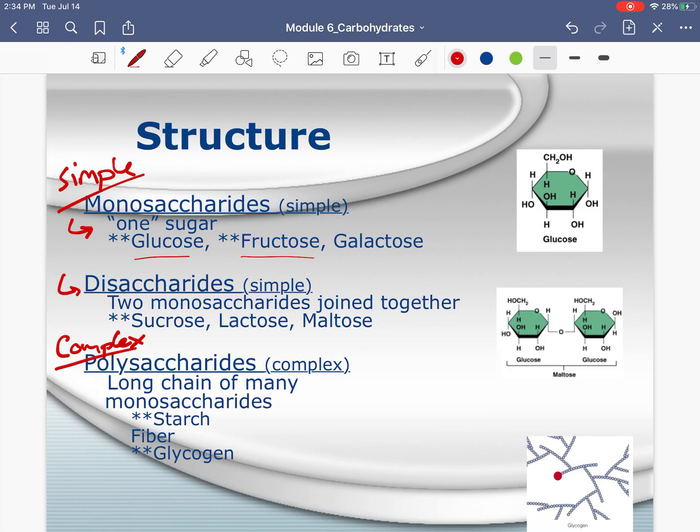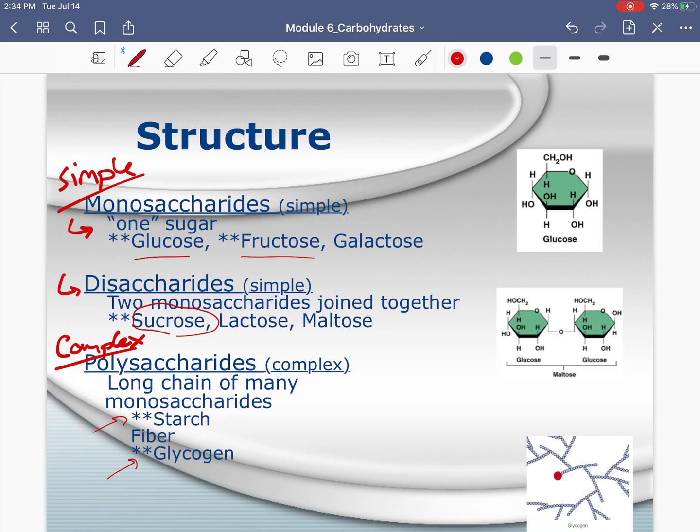Make sure you can give an example of a disaccharide, and the one I gave before, and I'll give again, is sucrose. Sucrose is table sugar. So if you put sugar into your coffee, that's an example of sucrose. It is a disaccharide. And then be able to give 2 examples of polysaccharides, starch and glycogen.